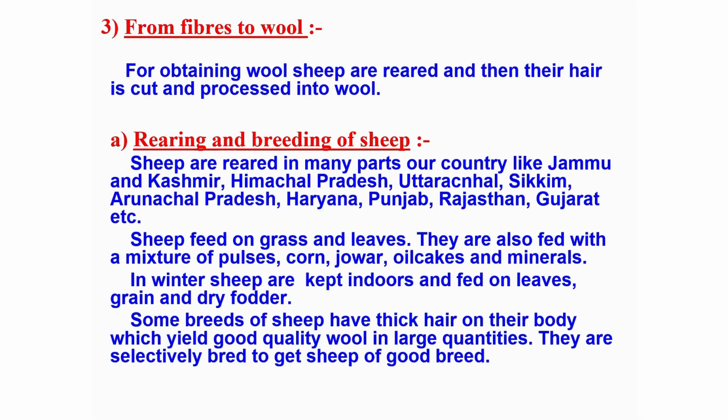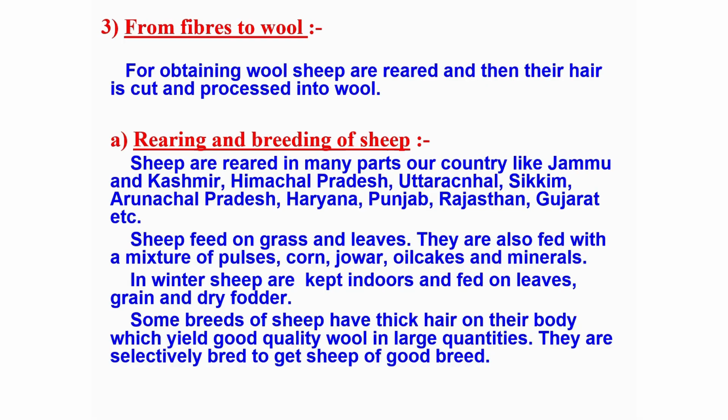From fibers to wool. For obtaining wool, sheep are reared and then their hair is cut and processed into wool. Rearing and breeding of sheep. Sheep are reared in many parts of our country like Jammu and Kashmir, Himachal Pradesh, Uttaranchal, Sikkim, Arunachal Pradesh, Haryana, Punjab, Rajasthan, Gujarat, etc. Sheep feed on grass and leaves.